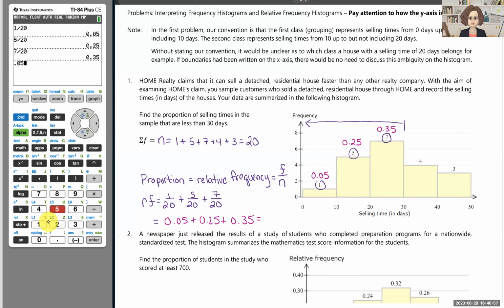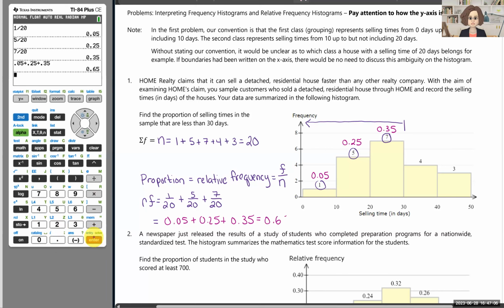And that will give us the proportion that's sold in less than 30 days. All right, so that's 0.65. And I'm going to write it as percent as well. 65% of homes sold in less than 30 days.